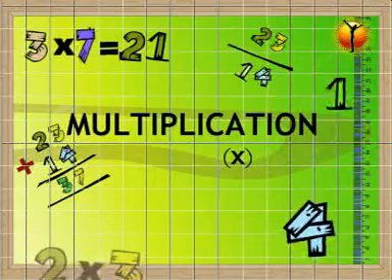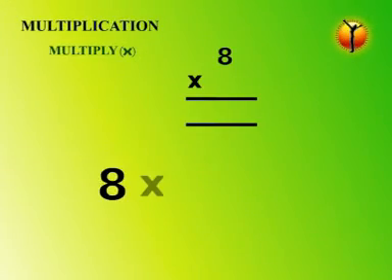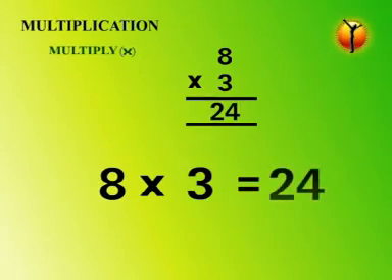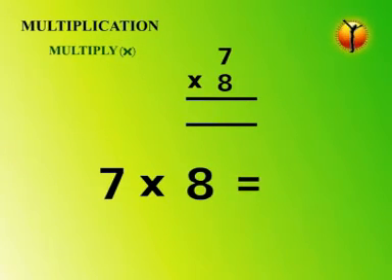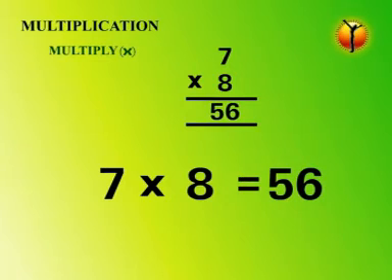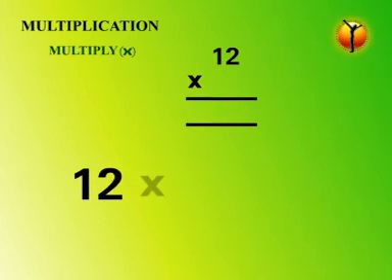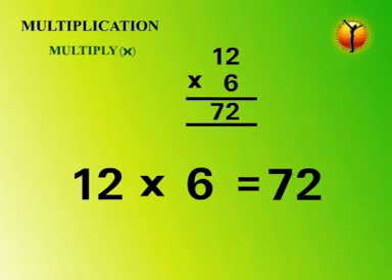Multiplication. 8 into 3 is equal to 24. 7 into 8 is equal to 56. 12 into 6 is equal to 72.